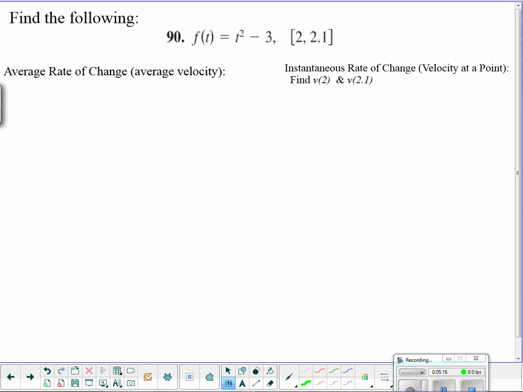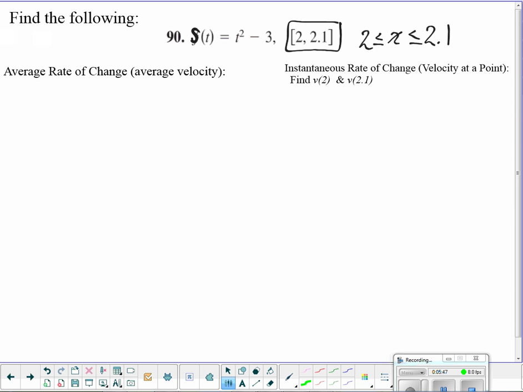So problem number 90 coming out of the textbook. I'm going to change this f into an s. Let's just call it a position function. S of t is equal to t squared minus 3. This interval here is including the endpoints, and what this really is talking about is we have some x values from 2 to 2.1. Okay, another interpretation of the interval notation, and then putting it into an equality statement.